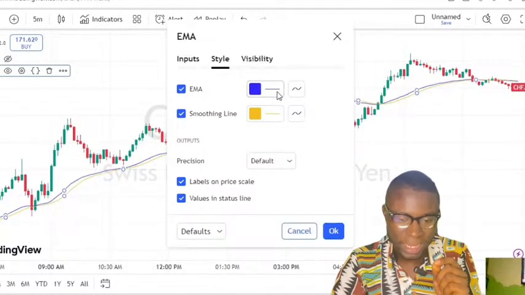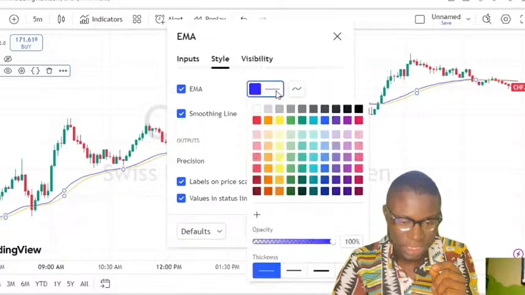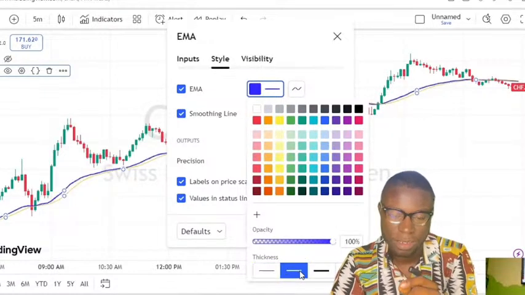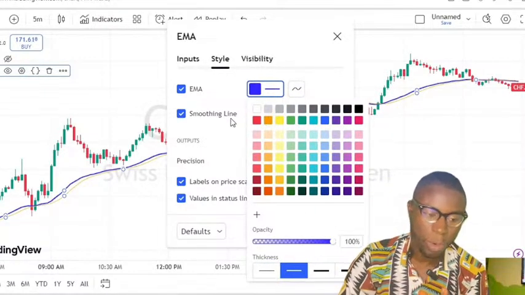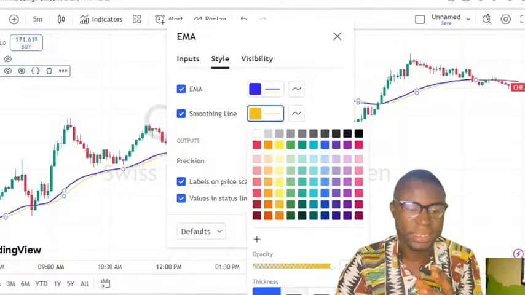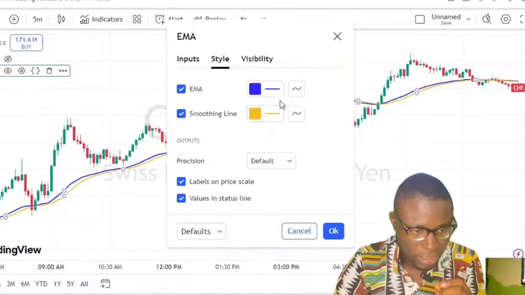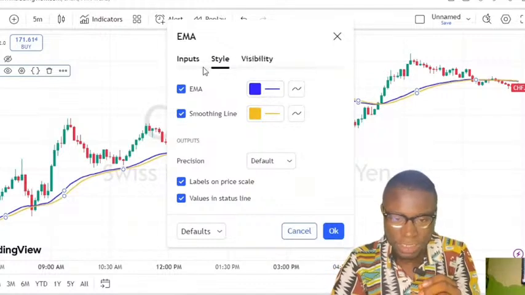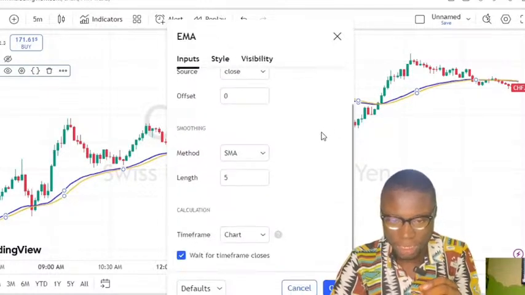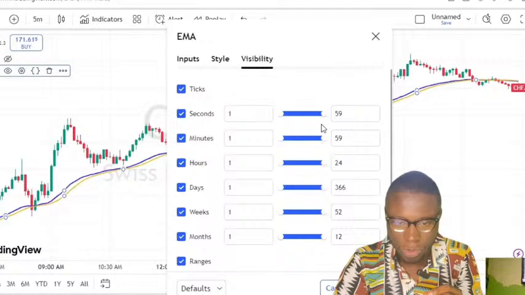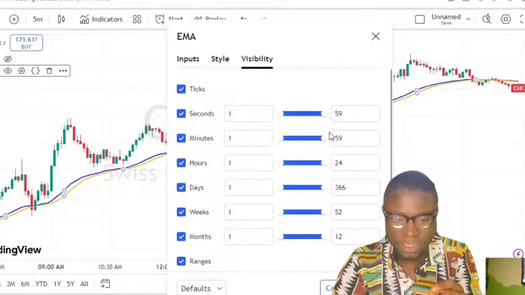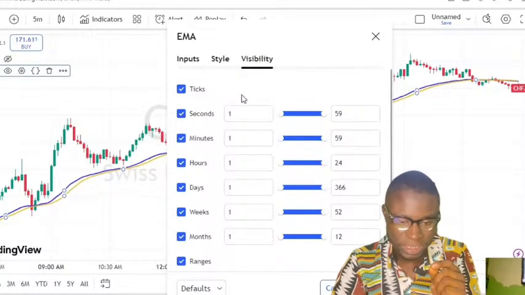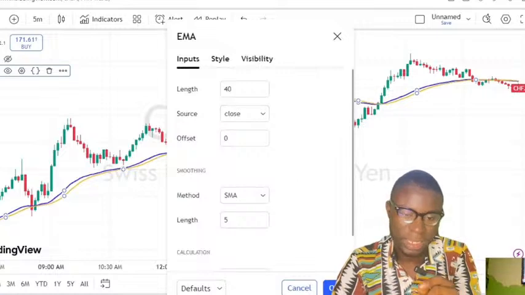Come back here. We want to make the line bigger. Then we want to also make this one bigger. This is the color, the way it is. So leave other settings the way they are. You can see them here. Don't change anything on the visibility. Okay, so this is just it. Then click done.